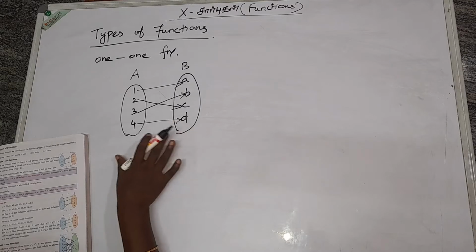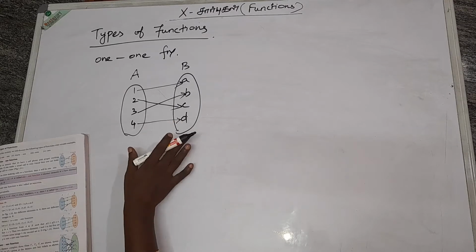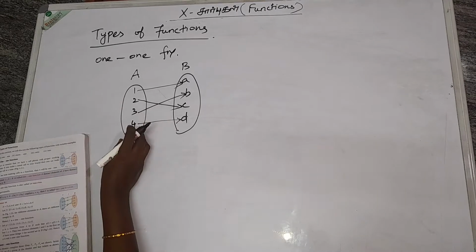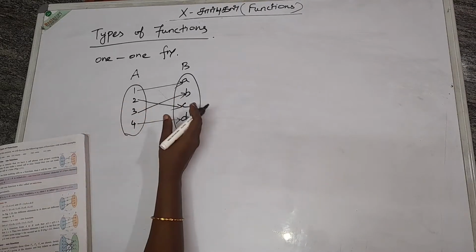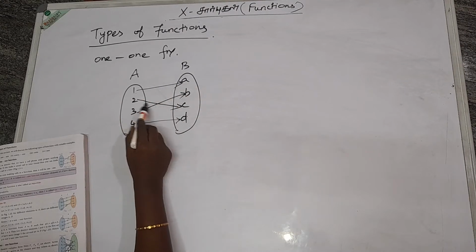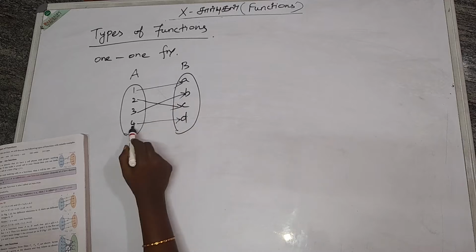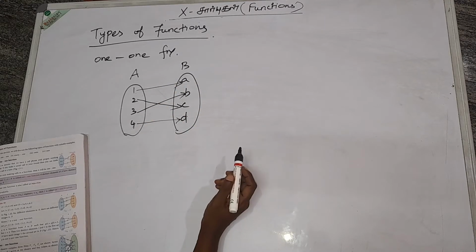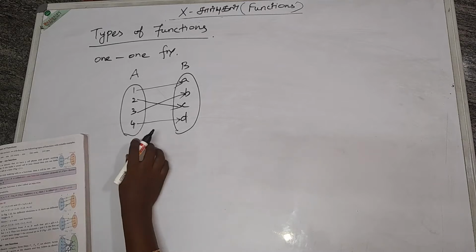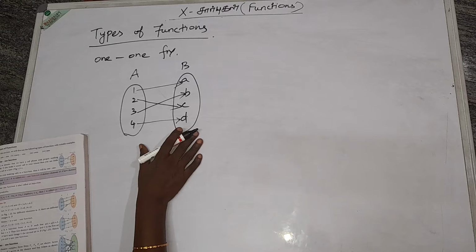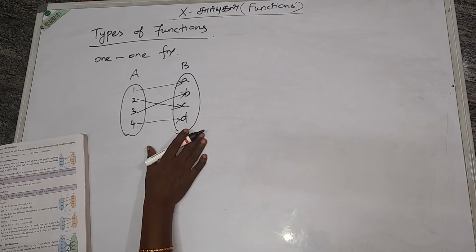Then how do you say that it is one-to-one function? Because one-to-one function means for every distinct element in A there is a distinct image in B. Okay, see here 1 is related to A and 2 is related to C and 3 is related to B, 4 is related to D. So A, B, C, D, all the images are distinct, different ones. Okay, so that we can say this function is a one-to-one function. Okay, and this one-to-one function is also called as an injection. How do you say injection?